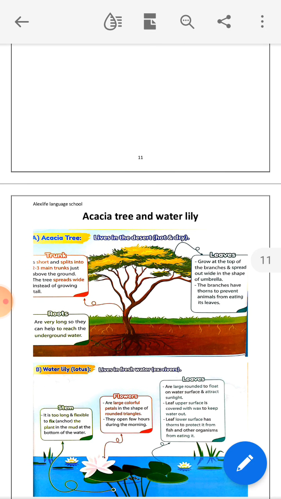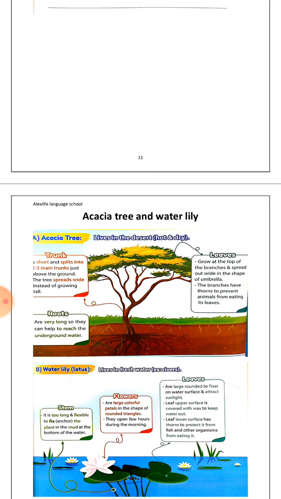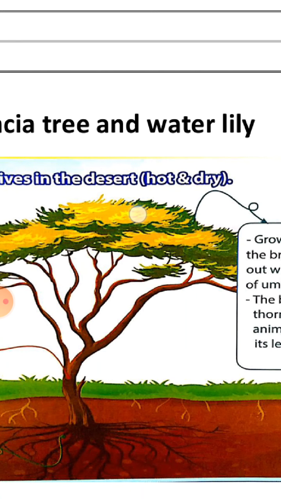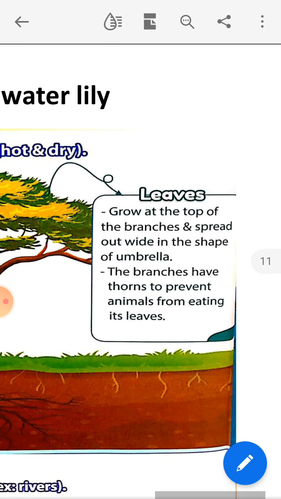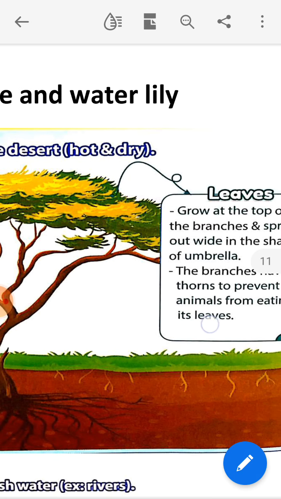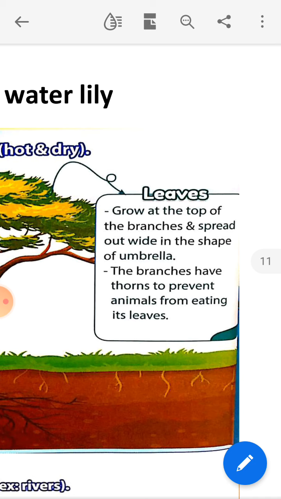Now we will talk about leaves. They grow at the top of the branches, spread out wide in the shape of umbrella, like that, in the shape of umbrella. The branches have thorns. What are these thorns? They prevent animals from eating it. So we can consider the thorns as a trait that helped the acacia tree also to survive because it prevented animals from eating its leaves.